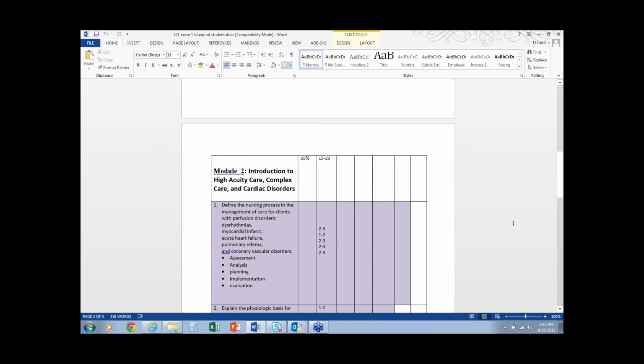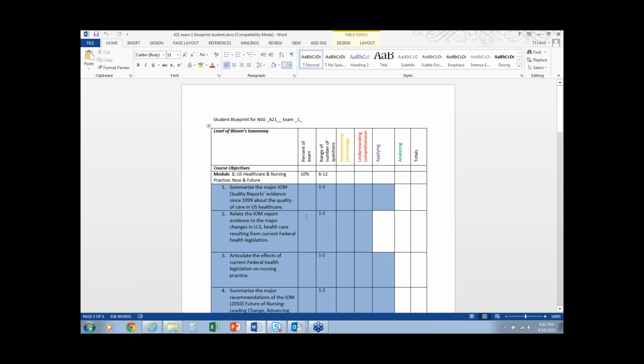So the first thing I want to go through is this blue section. You guys see the blue going all the way across. Okay, it stops at the application or applying level. That is where you will probably get the question level.